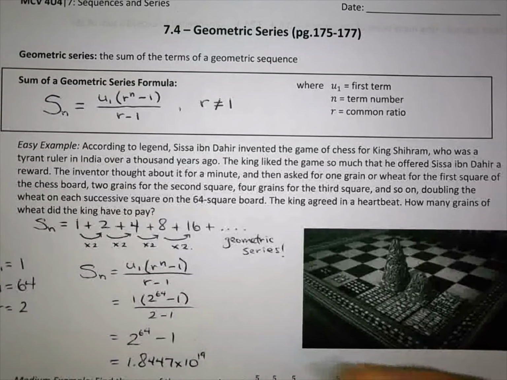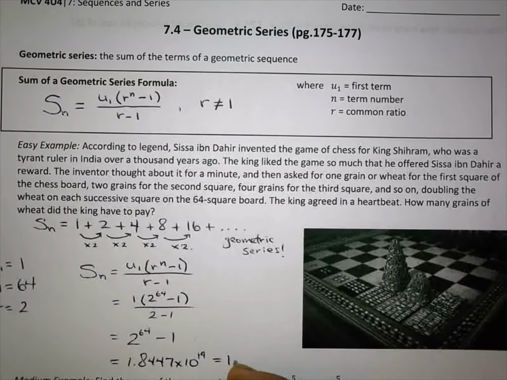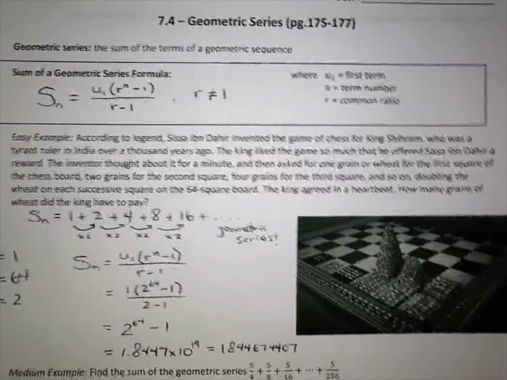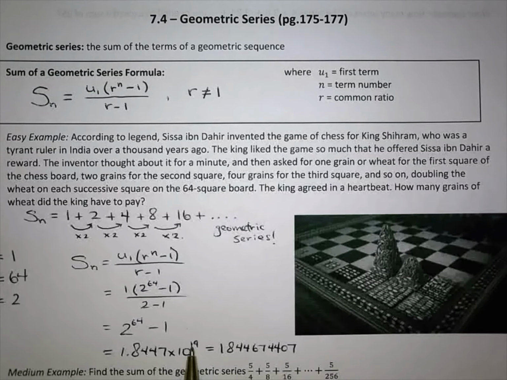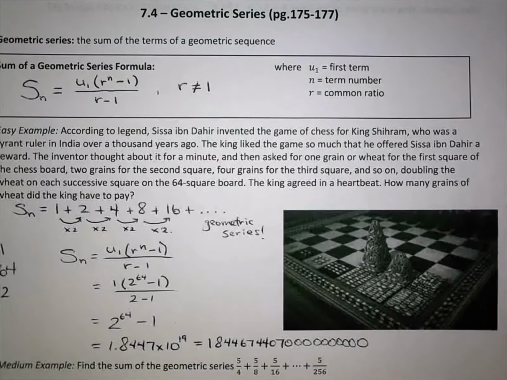Now, if you recall this standard notation, this is a humongous number. This is 1.8446744407. That's all of the decimals on my calculator. This is times 10 to the 19, so I have to move the decimal place over 19 times. So 1, 2, 3, 4, 5, 6, 7, 8, 9, 10, 11, 12, 13, 14, 15, 16, 17, 18, 19. Which is crazy, right?